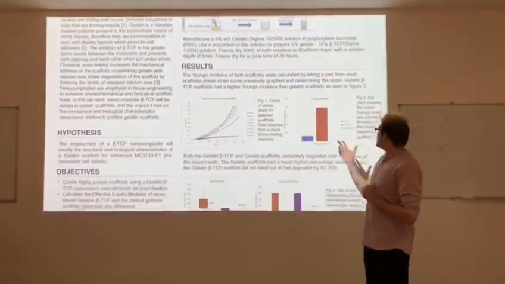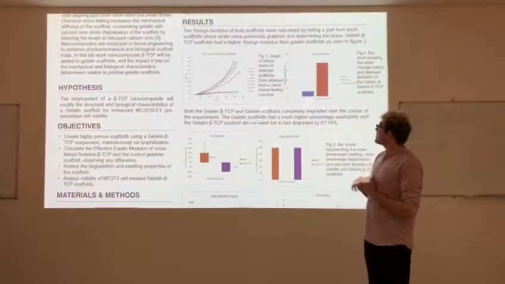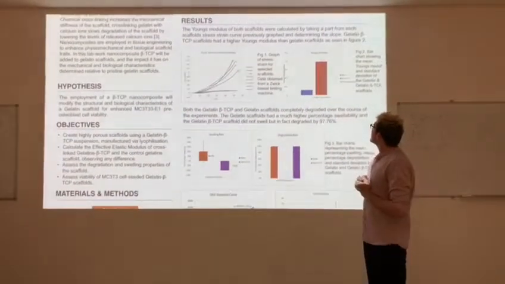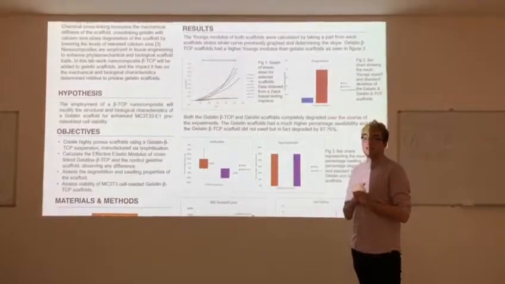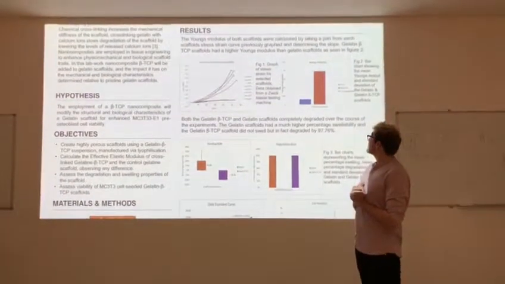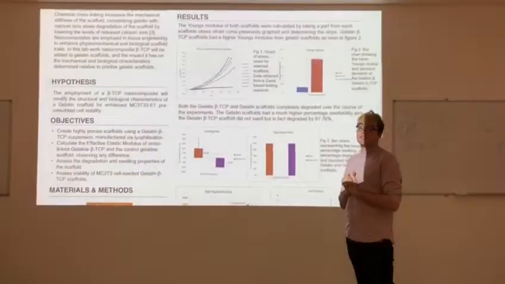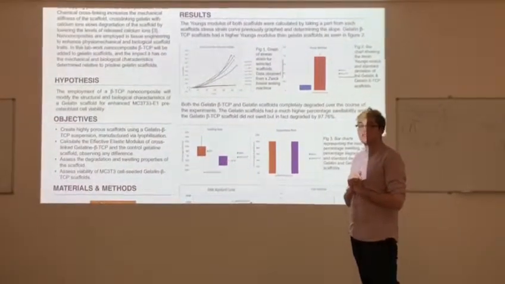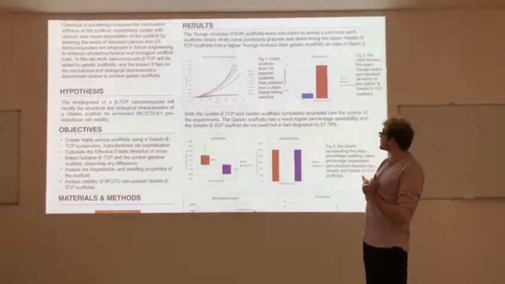So our results, here we have our result for the Young's modulus. As you can see, there's a large difference between that of the gelatin and TCP scaffold and the gelatin scaffold. We determined that there was a statistically significant difference due to the introduction of beta TCP to the scaffold.